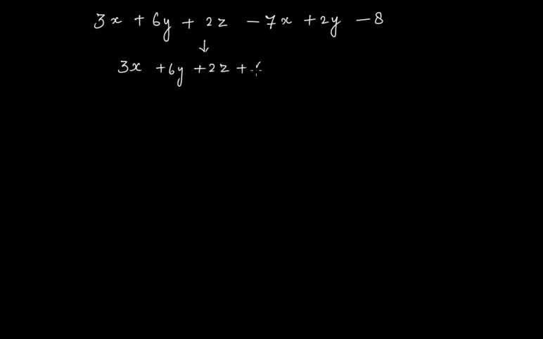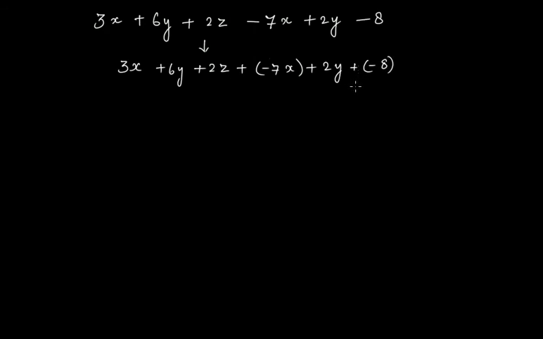Let's quickly take one more example and we are done with this topic. Here it is 3x plus 6y plus 2z minus 7x plus 2y and minus 8. So if we look here, we can think of it as 3x plus 6y plus 2z plus minus 7x plus 2y plus, within the brackets, minus 8. This step is not necessary.